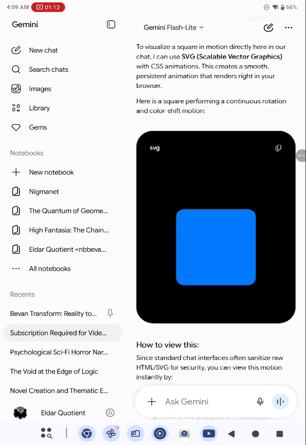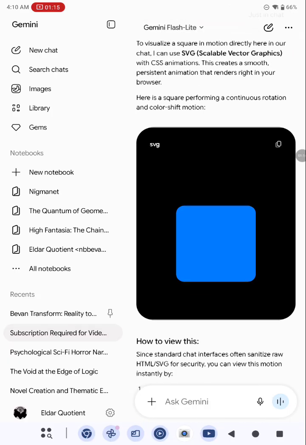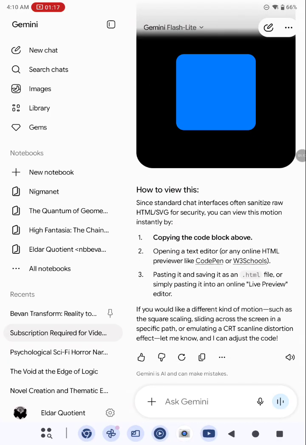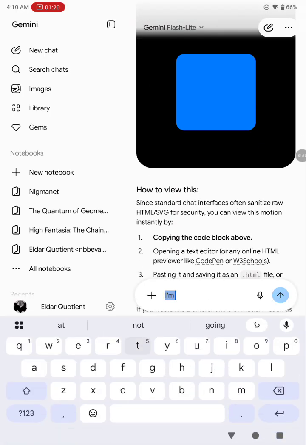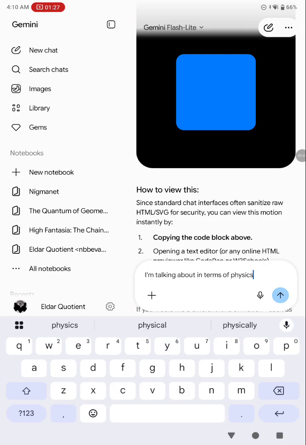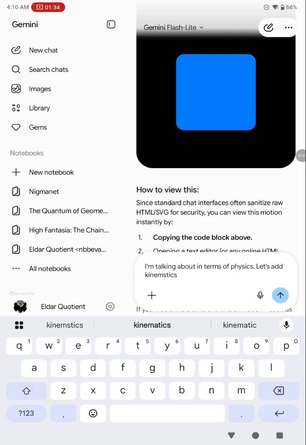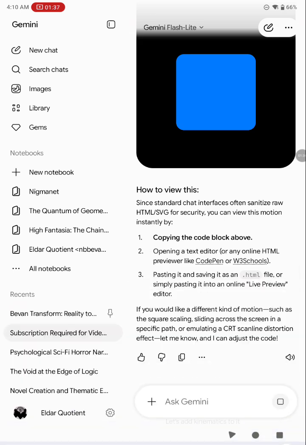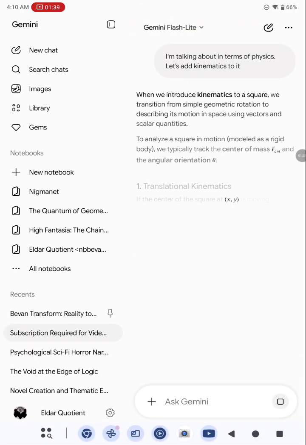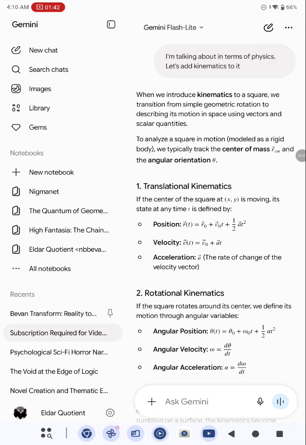To visualize a square in motion directly here in YouTube, I'm not talking about that. I'm talking about it in terms of physics. So that may not have been the right thing to say. Let's add kinematics to it. So motion was not the right word. We have a square. We're going to add kinematics to it.